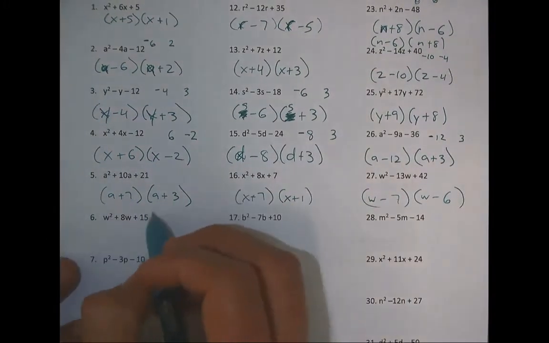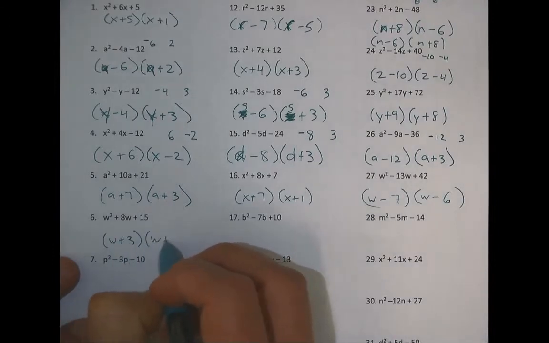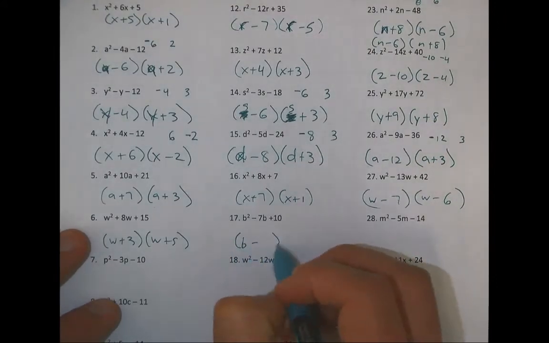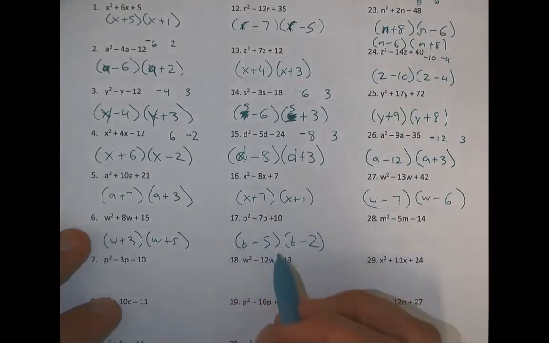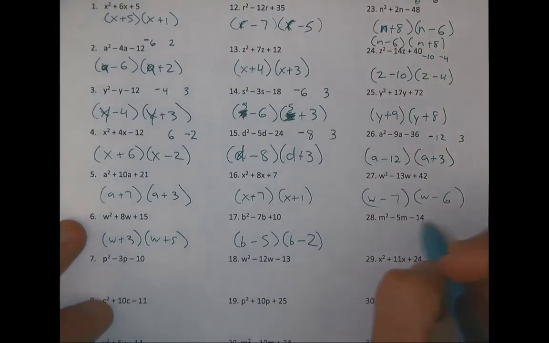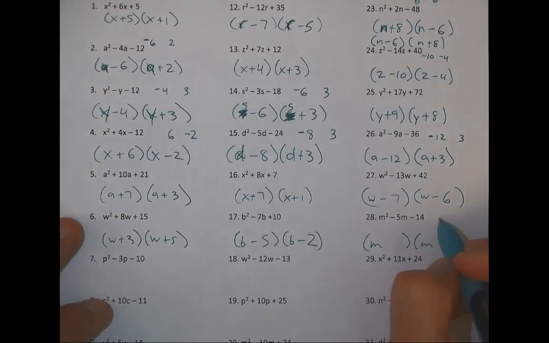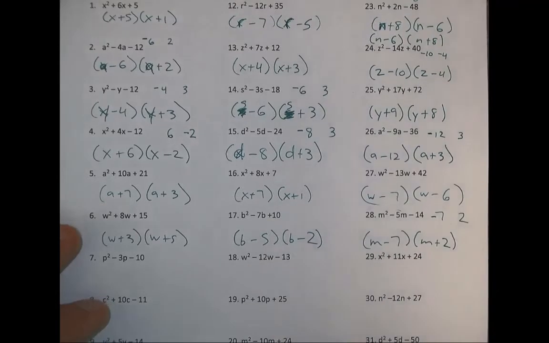Number 6, when I see 15, I think 5 and 3, and they will add up to 8. 10 would be 5 and 2. I need to add up to a negative, multiply to a positive. So again, that means two negatives. And then it's 5 and 2. Negative 5 and negative 2 is negative 7. Multiplied is positive 10. 14 is 7 and 2. Now, they're going to multiply to a negative. So one's positive and one's negative. They got to add up to a negative. So I need more negatives than positives. So negative 7 plus 2.